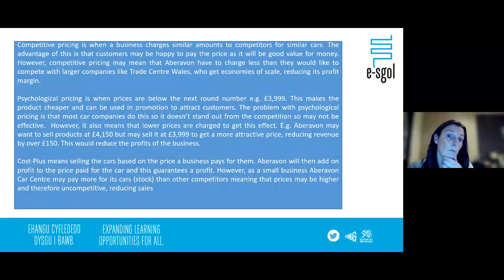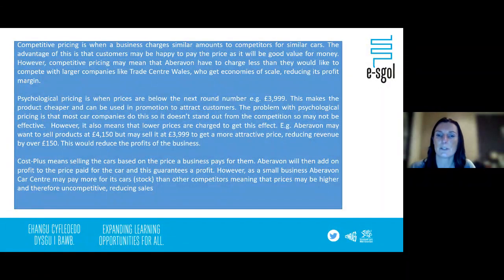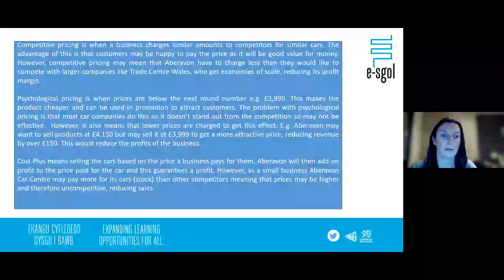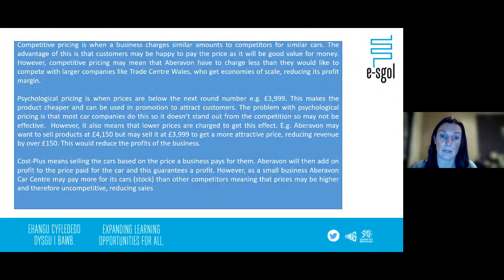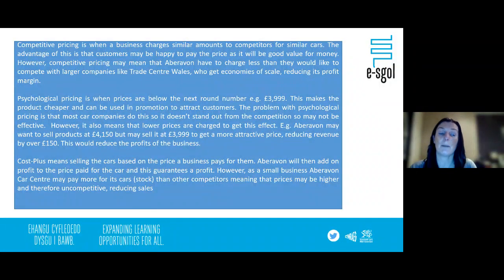And that's kind of the problem with the Aberfan car sales. They might not be able to obviously get that economies of scale. Then you've got psychological pricing, which is when prices are below the next round number, so 3,999. This makes the product cheaper and can be used in promotion to attract customers. The problem with psychological pricing is that most car companies do this, and it doesn't stand out from the competition, so may not be effective.